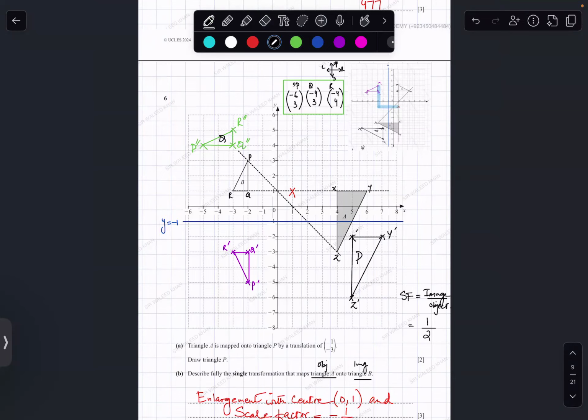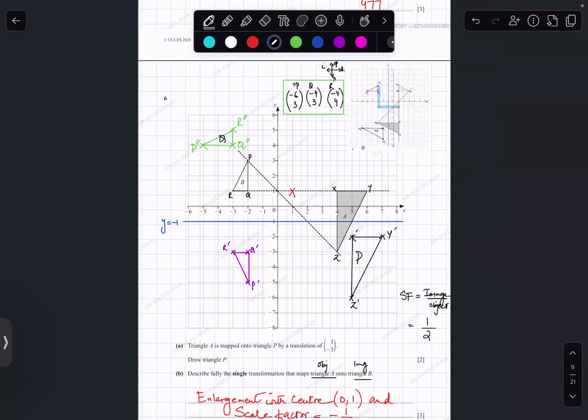Question number 7. The cuboid has a dimension of this. The volume of the cuboid is this.